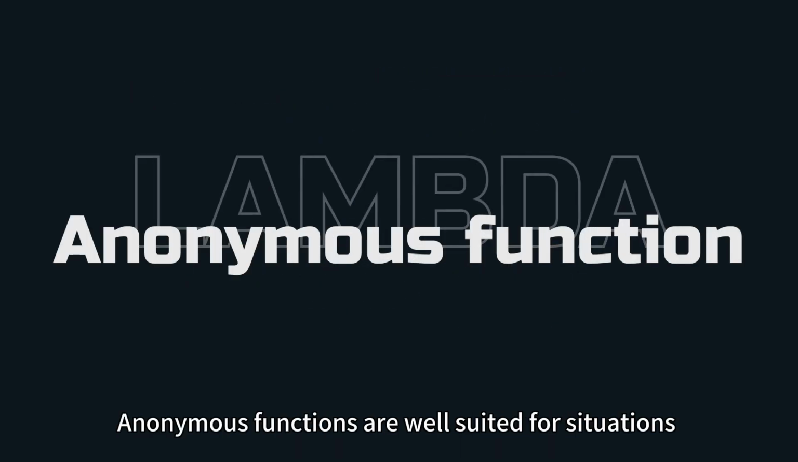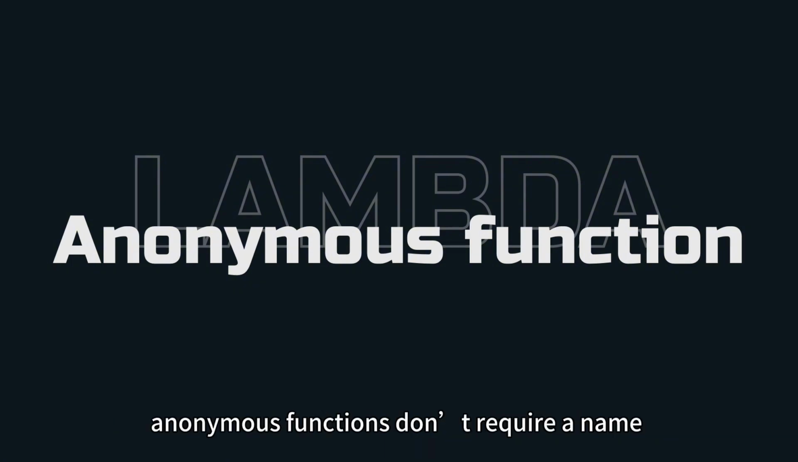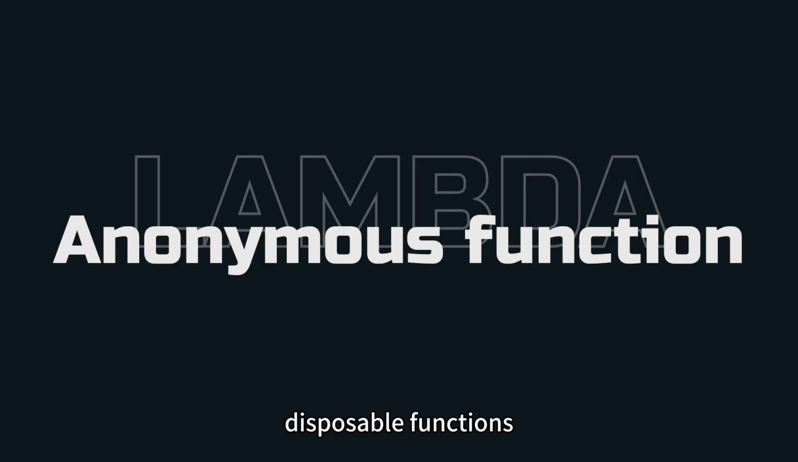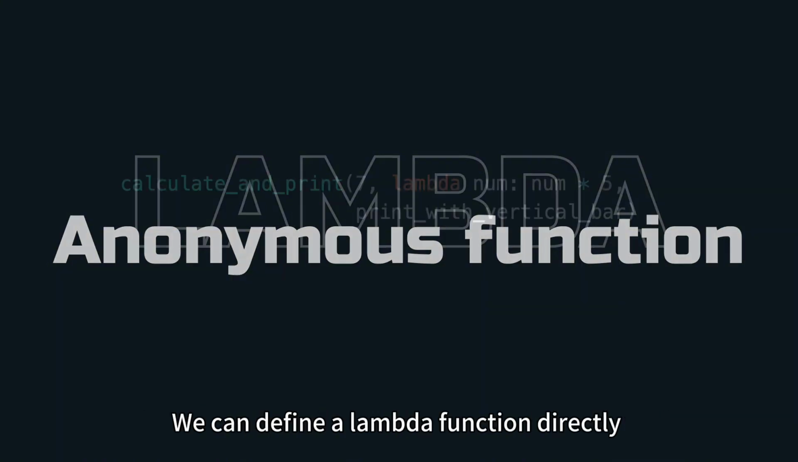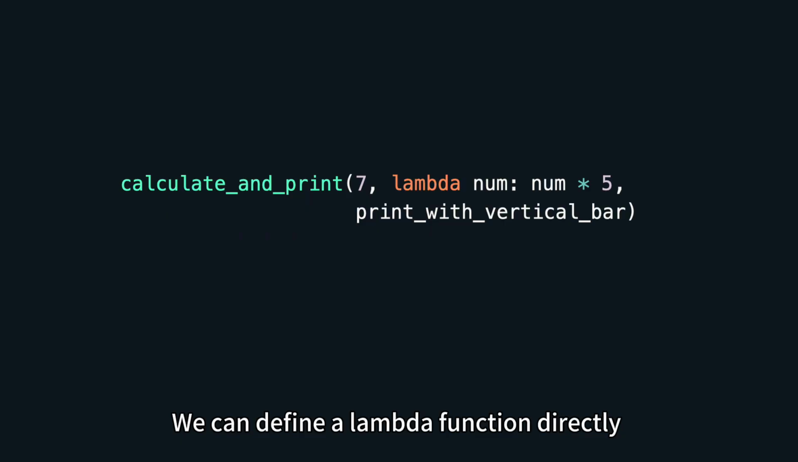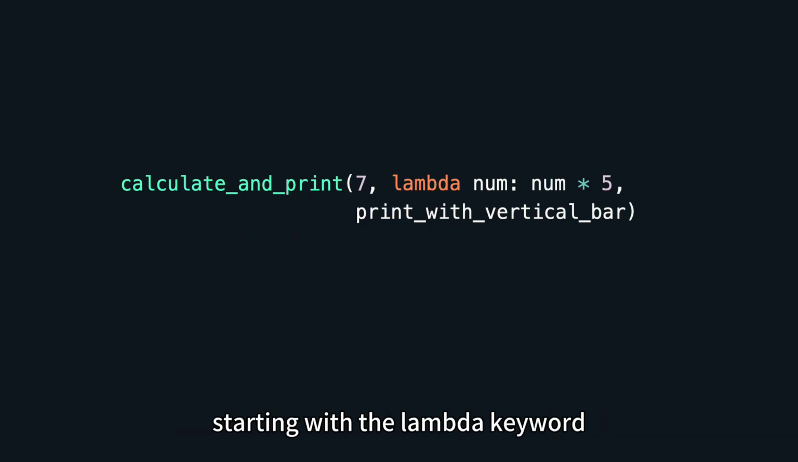Anonymous functions are well suited for situations like this. As the name suggests, anonymous functions don't require a name and are often used as one-off, disposable functions. If we must refer to them by name, we usually call them lambdas, since they are defined using the lambda keyword. We can define a lambda function directly inside the call to a higher-order function, starting with the lambda keyword, followed by parameter names and a colon.